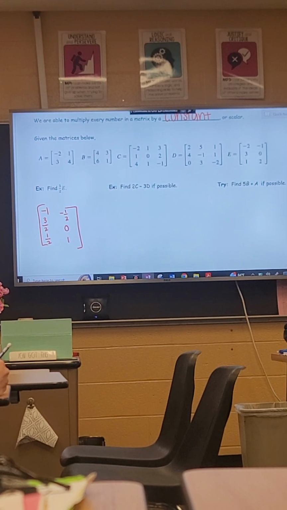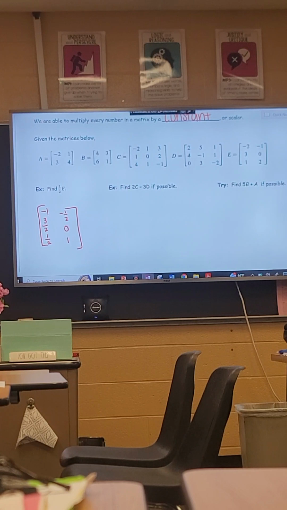Cool. All right, go ahead and do the next two. So first multiply by your scalar, then subtract. The next one, multiply by your scalar and then add.